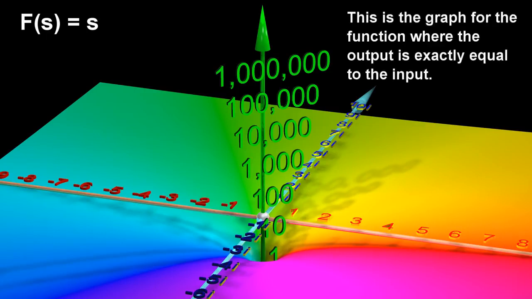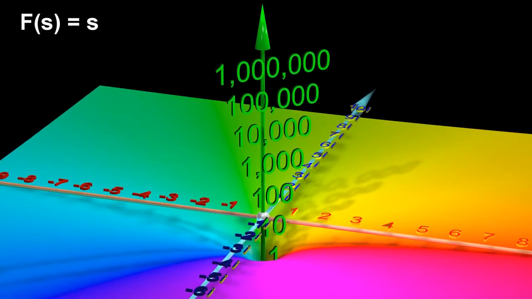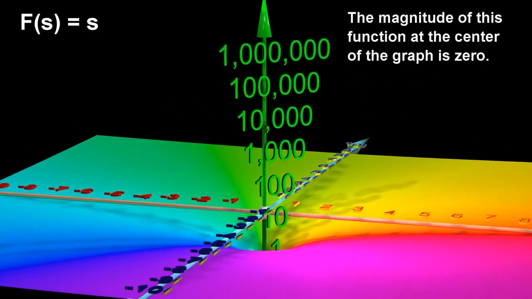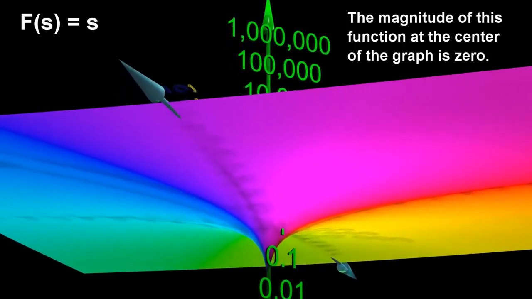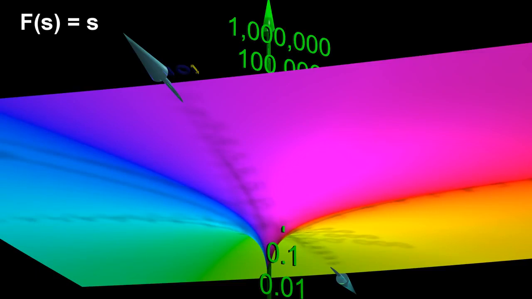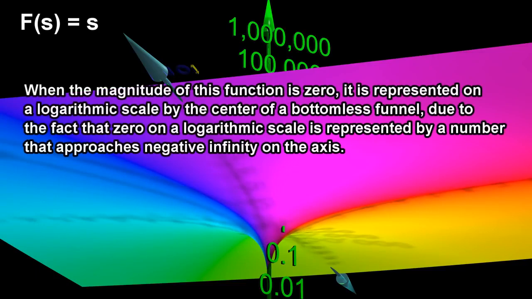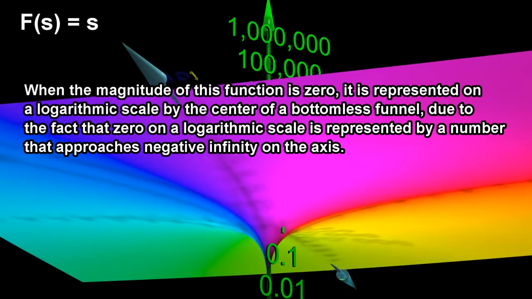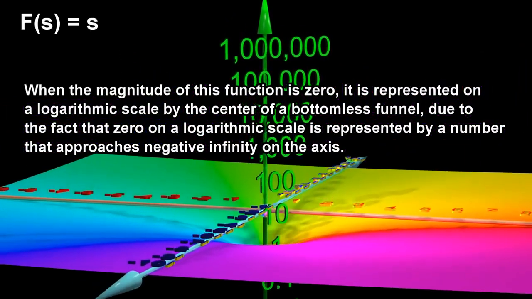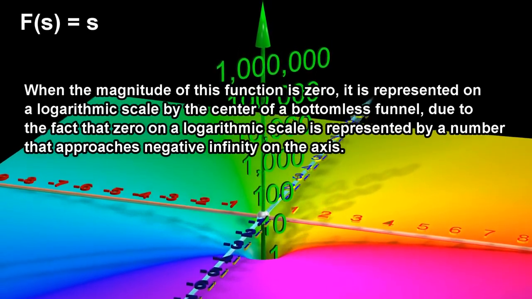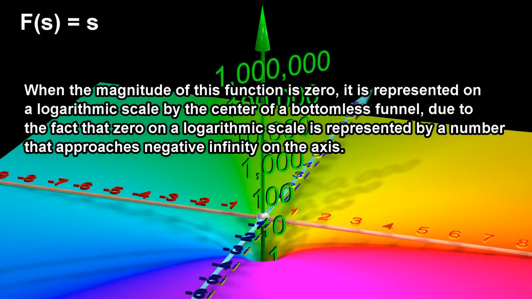This is the graph for the function where the output is exactly equal to the input. The magnitude of this function at the center of the graph is 0. When the magnitude of this function is 0, it is represented on a logarithmic scale by the center of a bottomless funnel, due to the fact that 0 on a logarithmic scale is represented by a number that approaches -infinity on the axis.